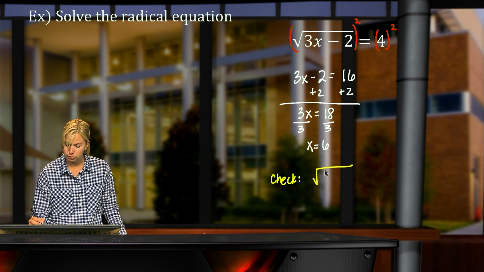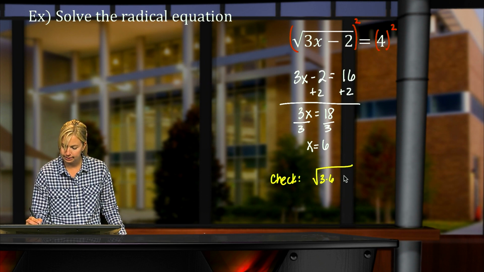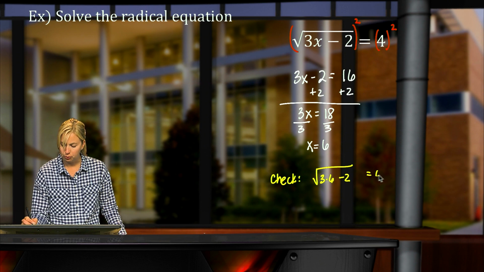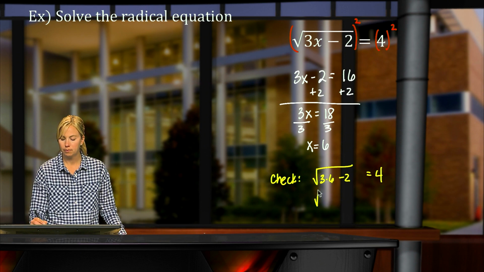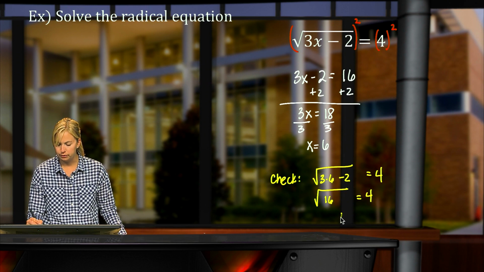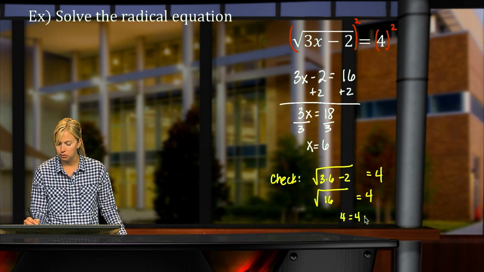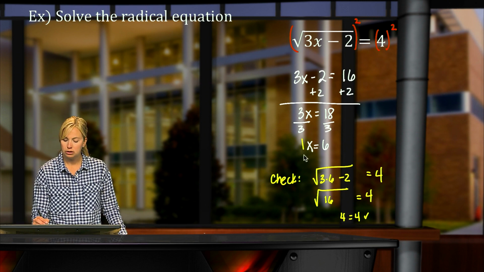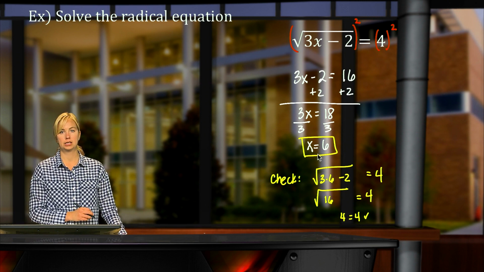So I've got the square root of 3 times 6 minus 2 equals 4. 3 times 6 is 18. 18 minus 2 is 16. The square root of 16 is 4, so 4 equals 4, and that's true. So x equals 6 is our solution.